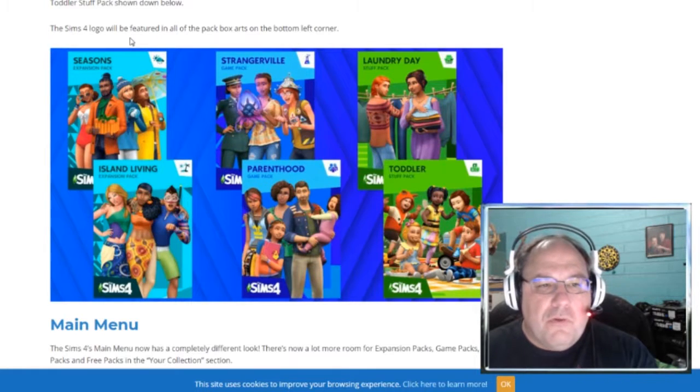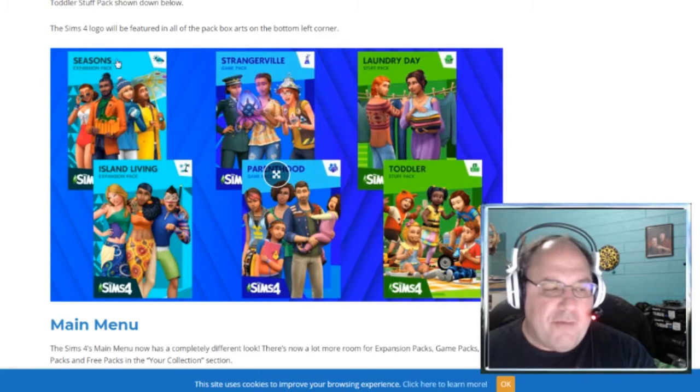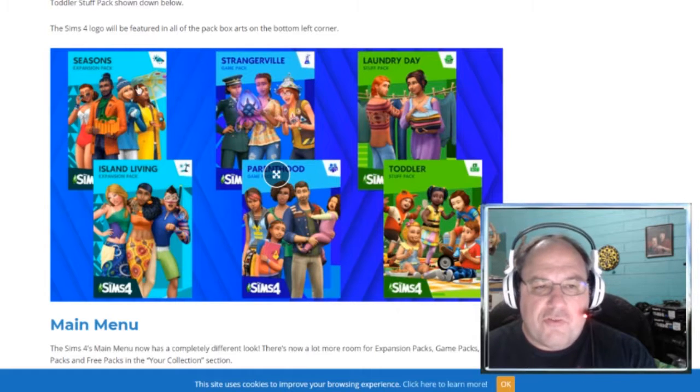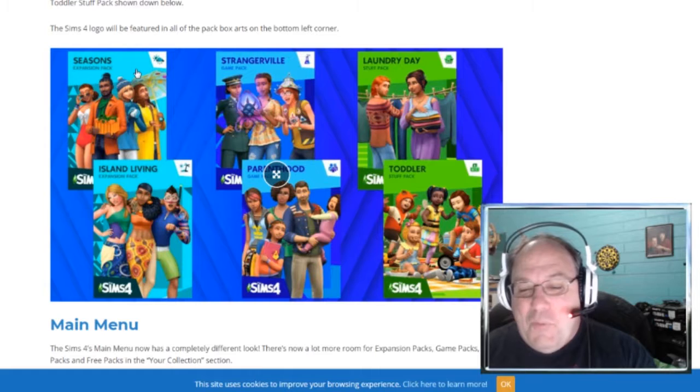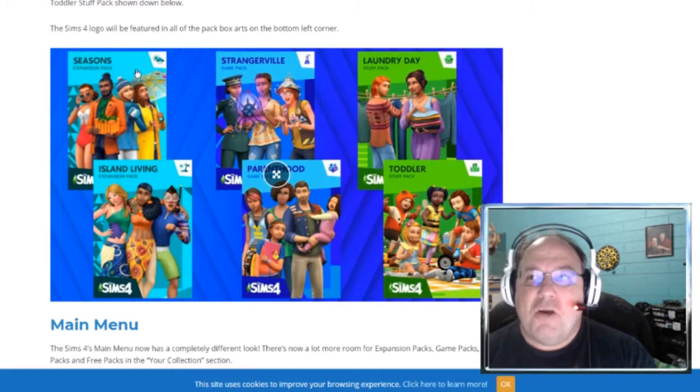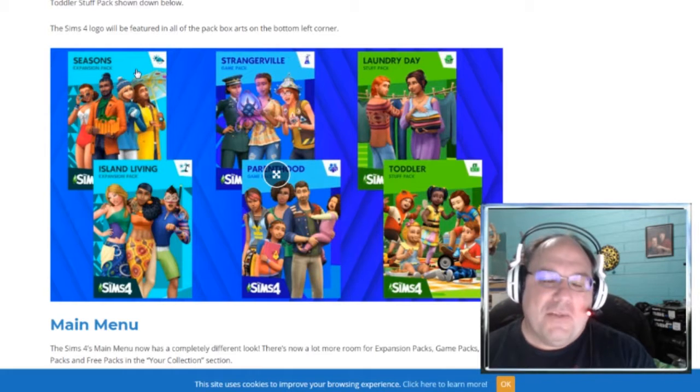So, here you go. These are the different types of tones that they're talking about. The expansion packs have this light blue thing going on here. Seasons, which I got, is actually when I bought Sims 4. When Seasons came out, I thought, okay, now I'm getting it. That's what I was waiting for.